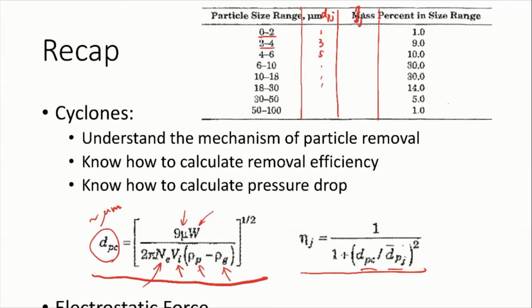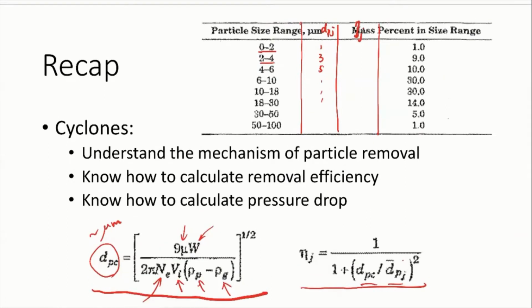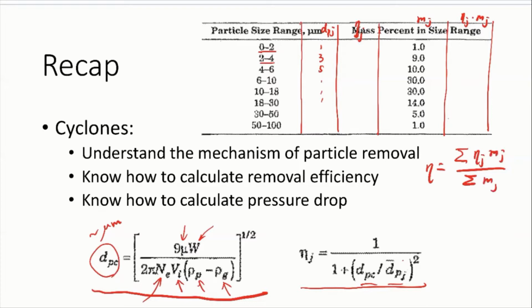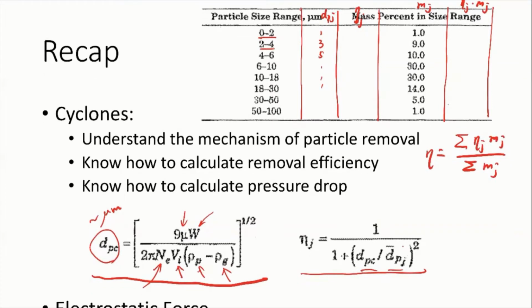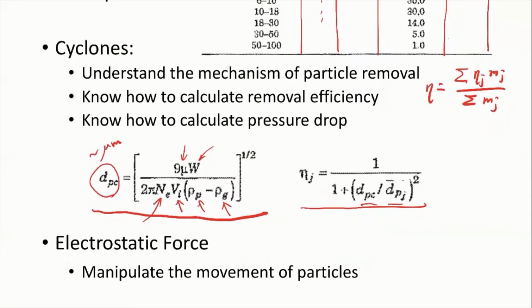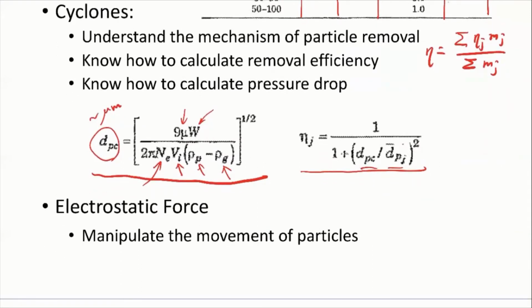using this equation. So we have mj, which is the percent of the mass in each size bin. And then we can calculate eta j multiplied by mj, right? It's going to be the removed mass in each size bin. So finally, when we calculate the overall efficiency, that's going to be the summation of eta j mj divided by the summation of mj. This is how we calculate the overall efficiency. You'll get more practice in your homework problem that's due next Monday.